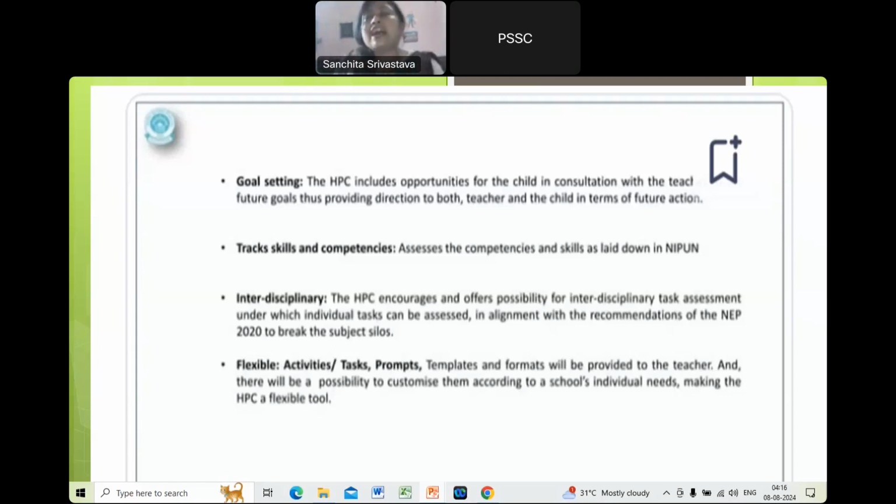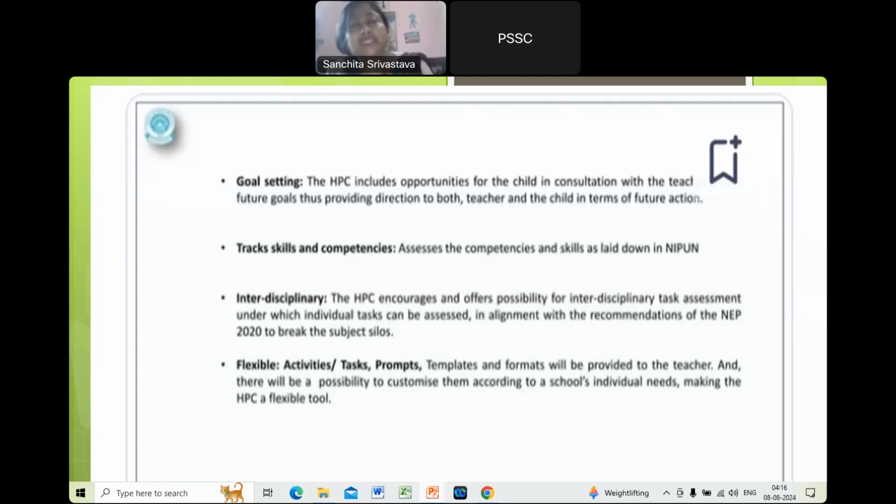See, the government has aimed that by the year 2026 to 2027, this FLN, foundational literacy and numeracy, along with NIPUN, has to be taken up very seriously, so that the future is very clear for our children. We should not have children who cannot read, and we cannot understand what they are reading, right?